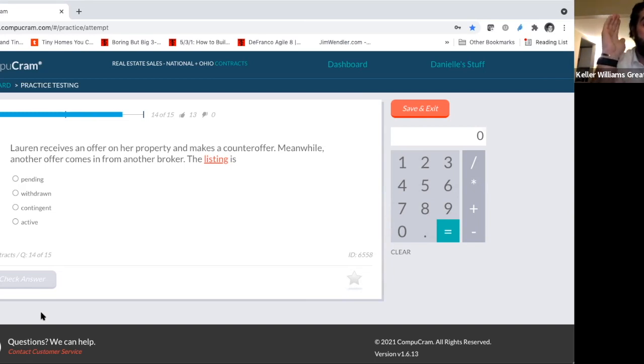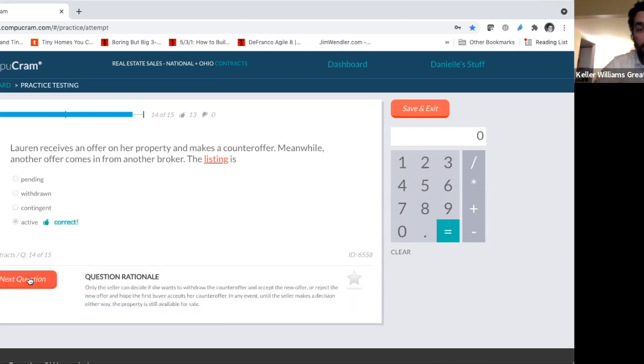So if there is no accepted offer, the property never stops being active, right? It's an active property because we're currently negotiating, sending, receiving, rejecting, countering offers. So it's still an active property until there's an accepted offer, right? Then the status changes.